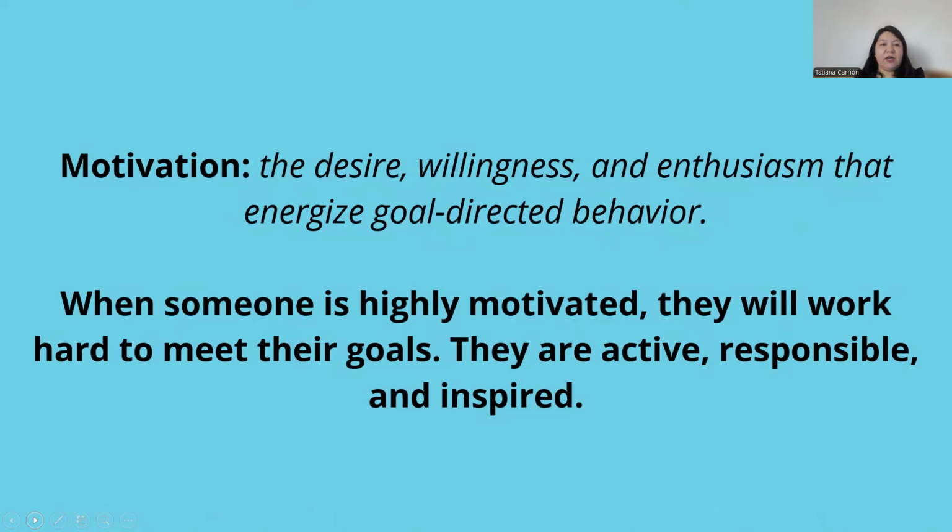Motivation, of course, of our students, that is the desire, willingness, and enthusiasm that energize goal-directed behavior. And when someone is highly motivated, they will work hard to meet their goals. They are active, responsible, and inspired. And I think that it has to do with intrinsic motivation, for example, and not like they are forced to learn.